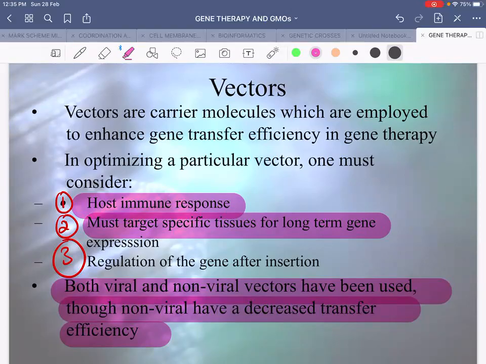Okay? And then this is the most important thing to achieve: that when you have put the virus in as a vector and that vector is carrying that allele, then somehow there should be some way that you can also regulate the gene after insertion.